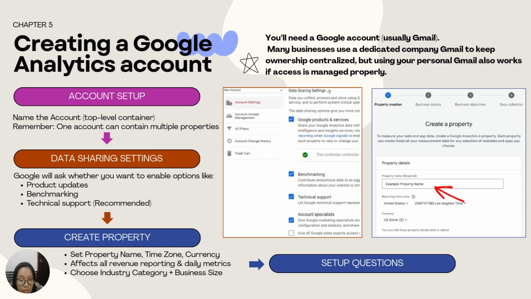And Google will also ask you what industry category your website belongs to. For example, education, entertainment, home and garden. Then you select your business size. It doesn't change any numbers inside the analytics, but it will help Google tailor recommendations and pre-configure settings.